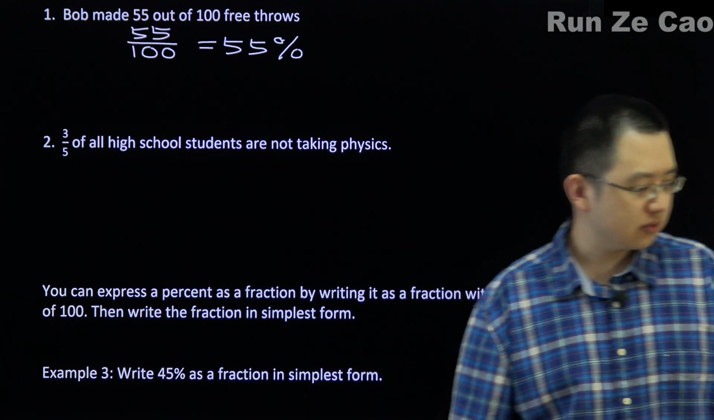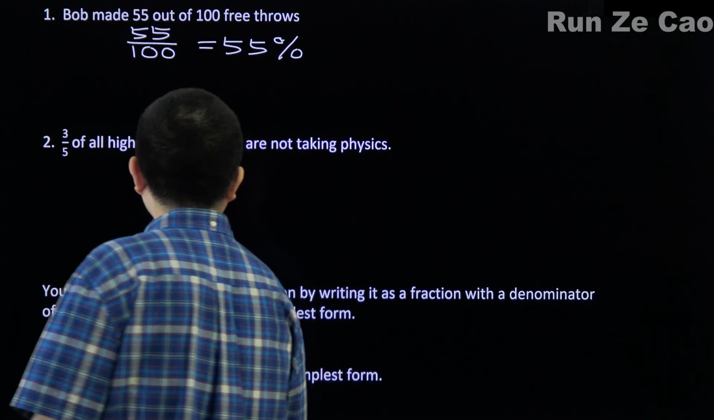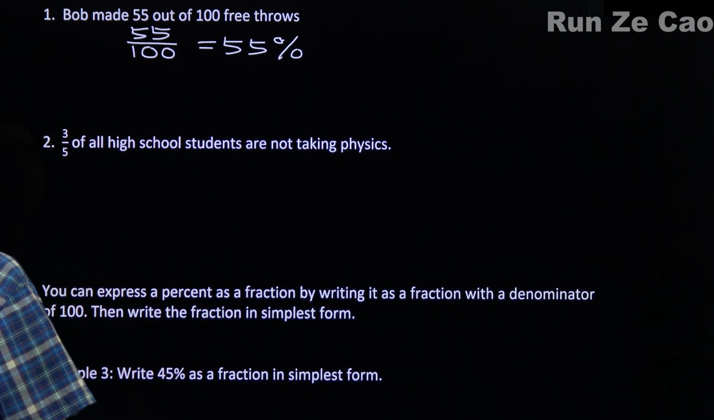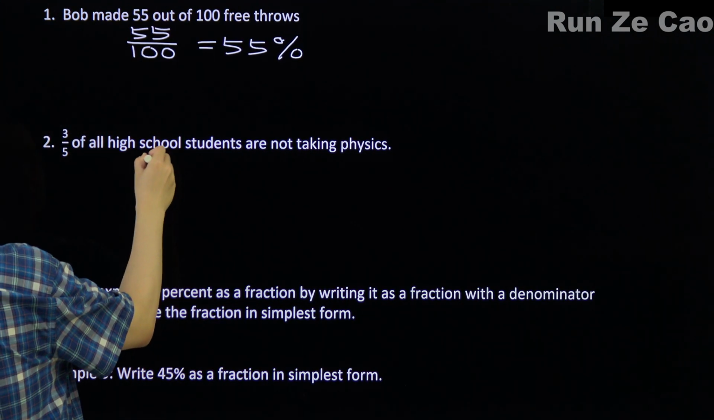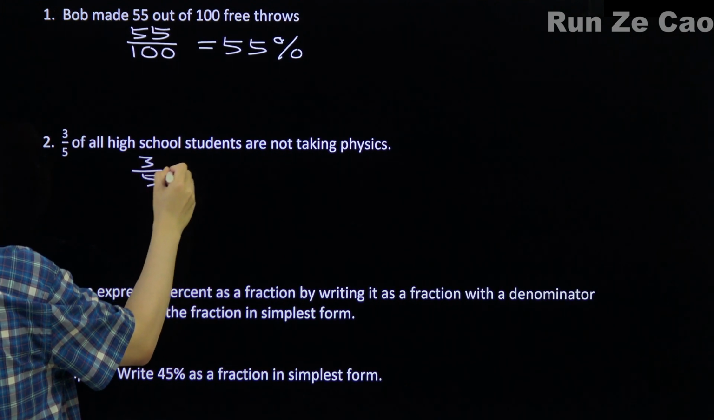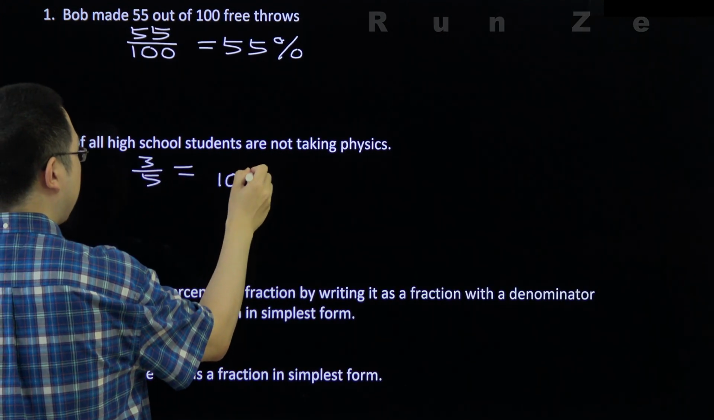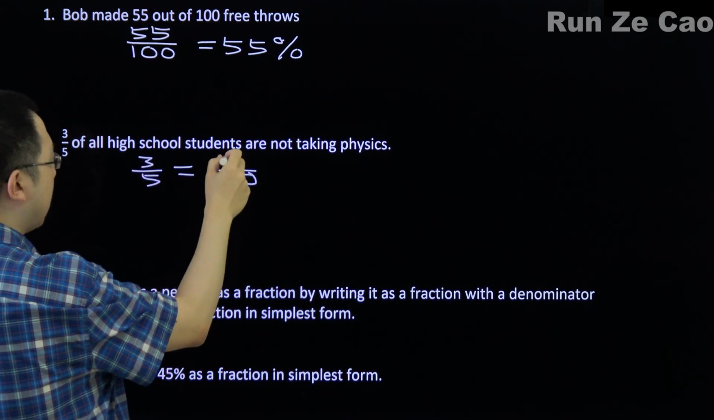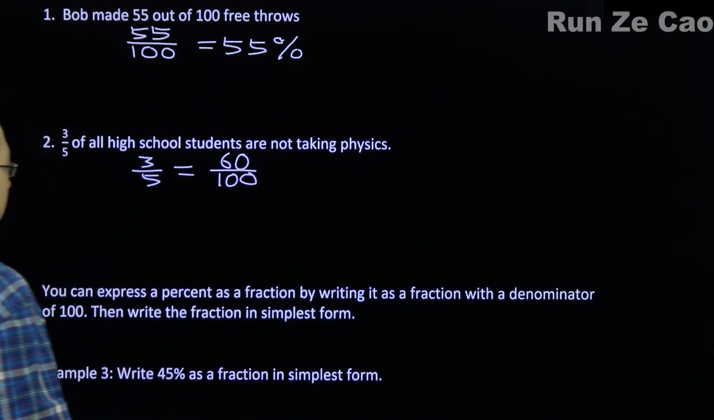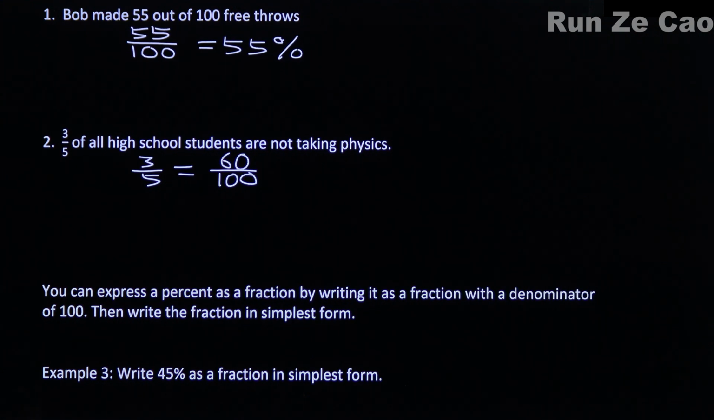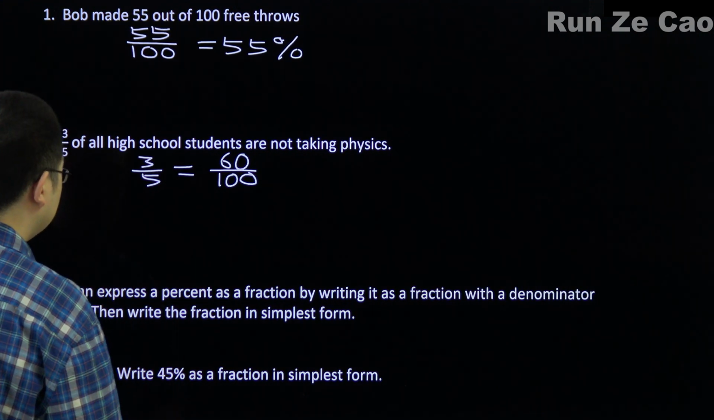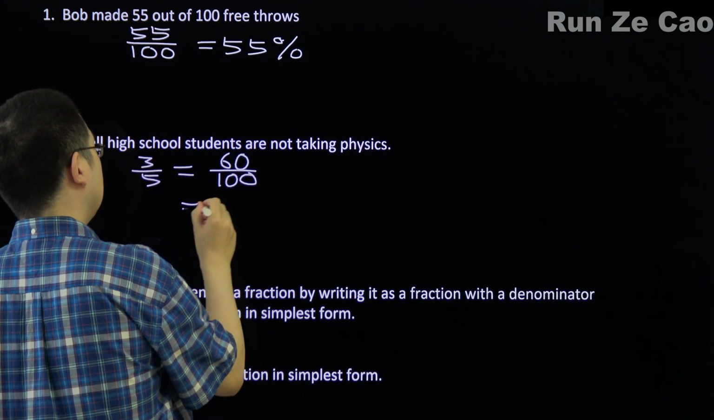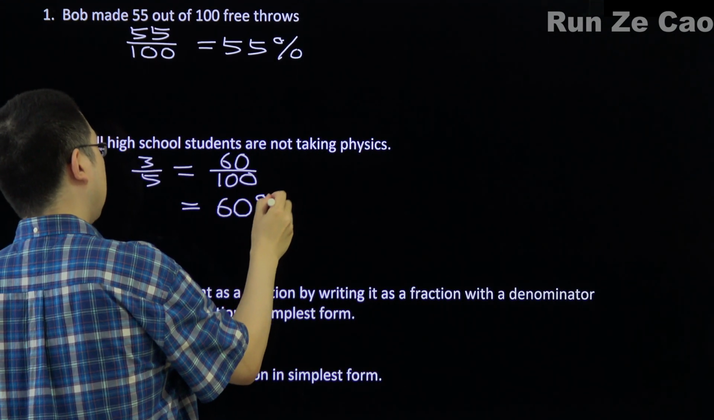3/5 of all high school students are not taking physics. Whoa, that's a lot of high school students not taking physics. So 3/5, that's 3 over 5, which is equal to how many over 100? Oh, you multiply the denominator by 20, so you must multiply the numerator by 20 as well. So 60 over 100. So 60 over 100 is 60%.